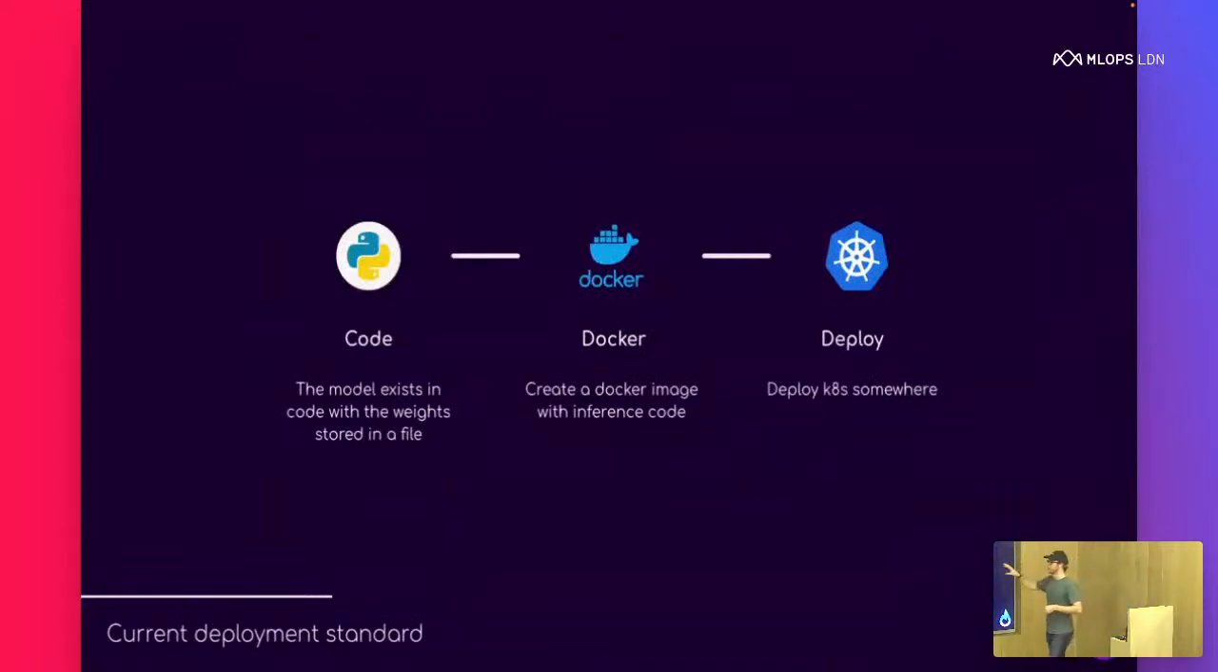So this is the typical kind of stack that I was talking about. You'll have some form of code, be it in R, Python, typically Python at the moment. You'll Dockerize it somehow. You'll put all of your dependencies on there, and then you'll deploy it somewhere, typically on K8s. That's the regular flow that we saw.